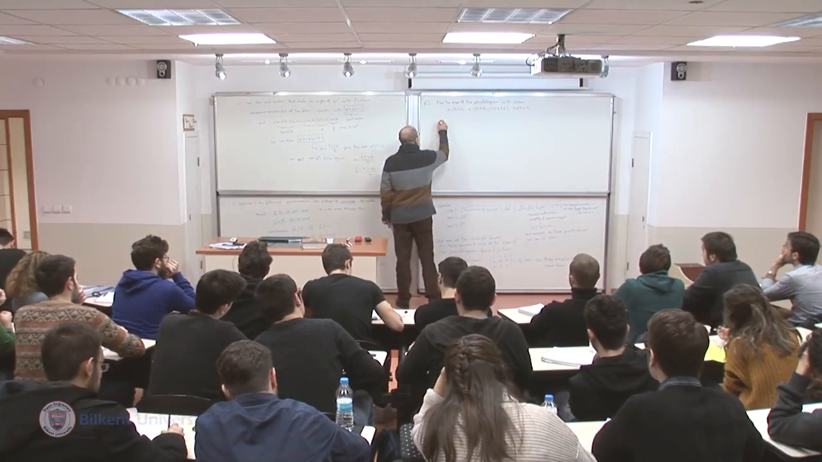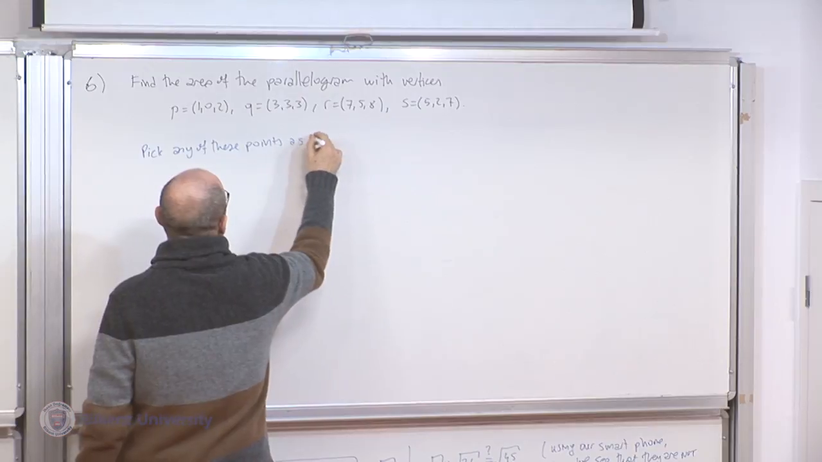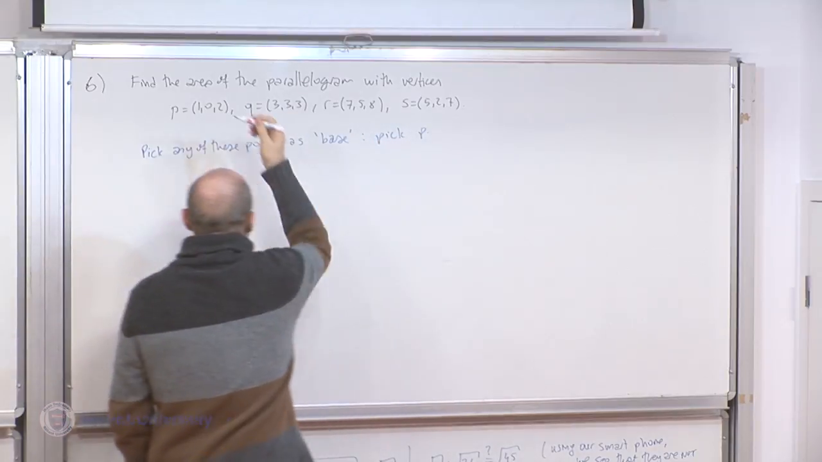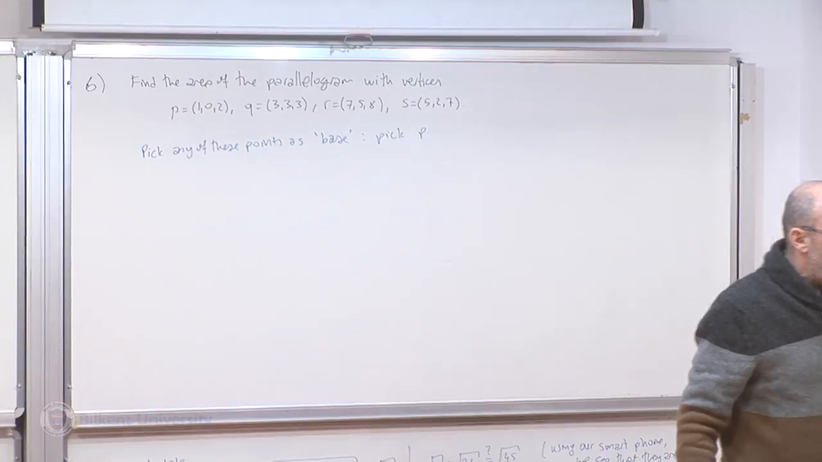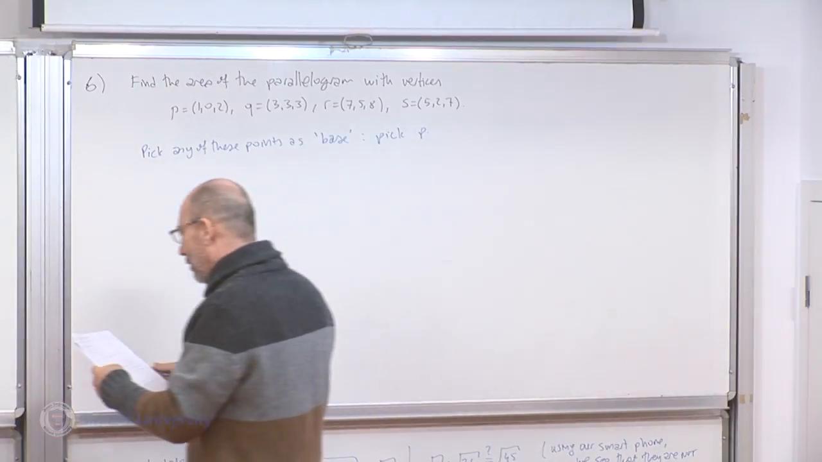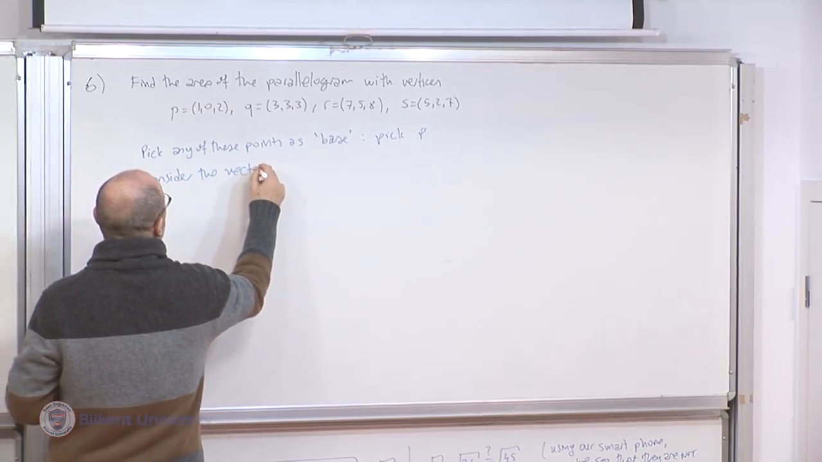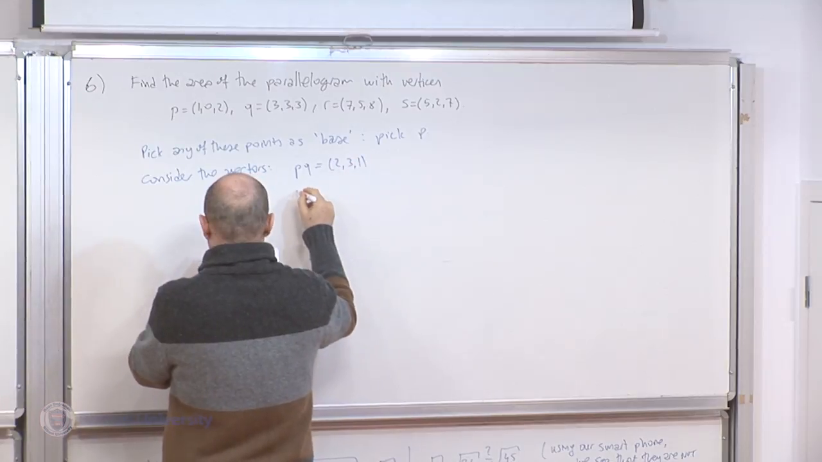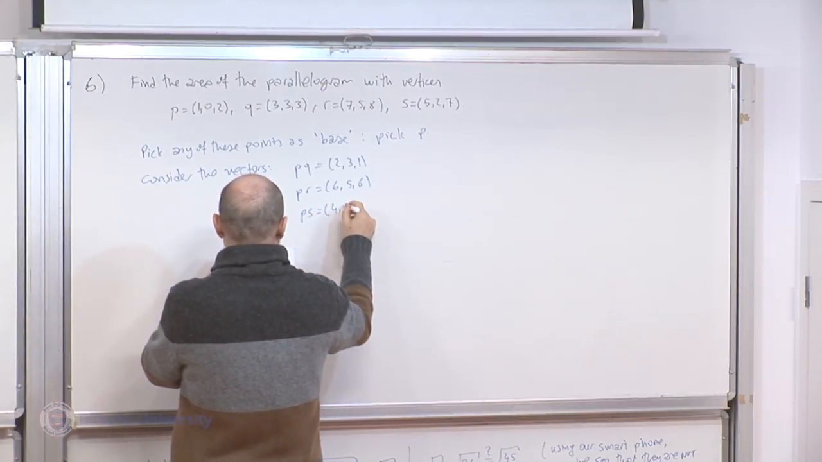Okay, so pick any of these points as your base, whatever base means. Okay, so pick P. Generally, the first one is chosen. Even if this one was given here, you would probably choose that one because we will subtract this from the other vectors. You want to choose someone with small entries. Okay, so laziness is always popular. So consider the vectors. So PQ is 2, 3, 1. PR is 6, 5, 6. And PS is 4, 2, 5.